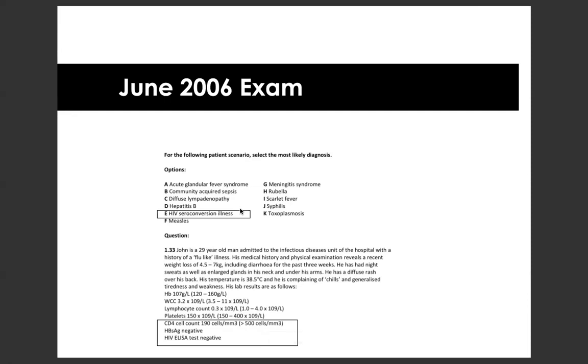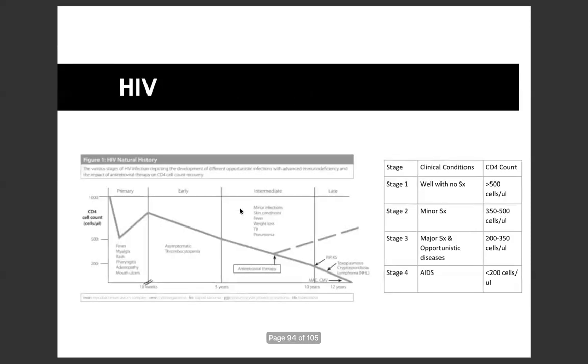So it's HIV seroconversion illness, and the main giveaway is in the investigation results. So there's a low CD4 count. And although the HIV ELISA test is negative, it could be because it's in the window period. So thinking about the natural history of HIV, in this case he would be in that primary stage where he's symptomatic and there's a rapid decline in CD4 count before it rises again.